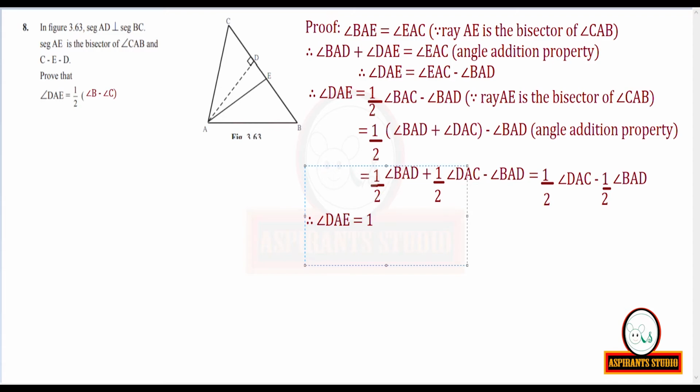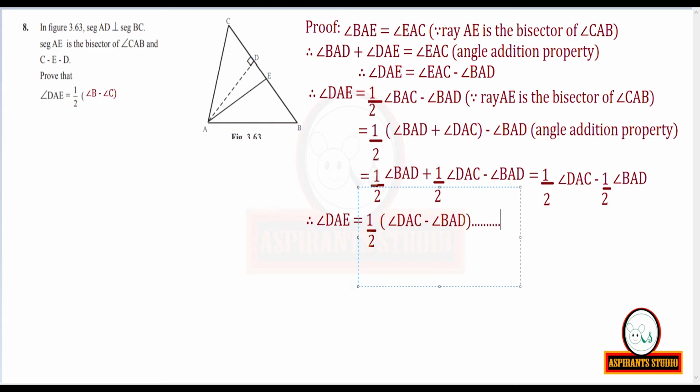Half will come outside the bracket. Open the bracket. Half is common for both the terms inside the bracket. Measure of angle DAC minus measure of angle BAD will be inside the bracket. Now take this to be the first equation.